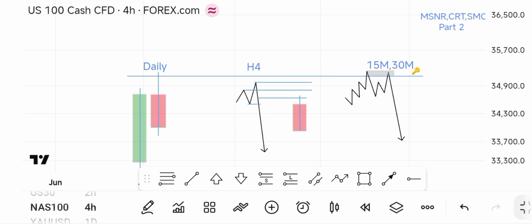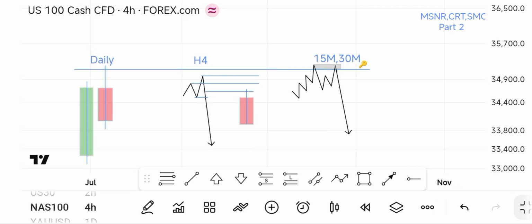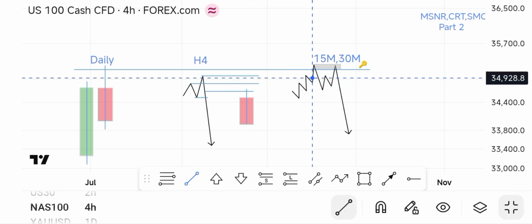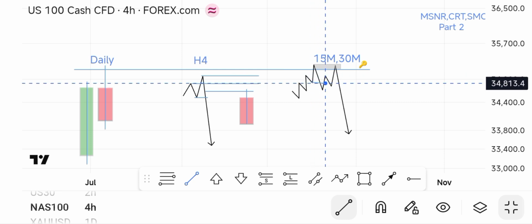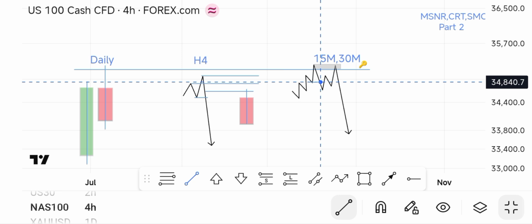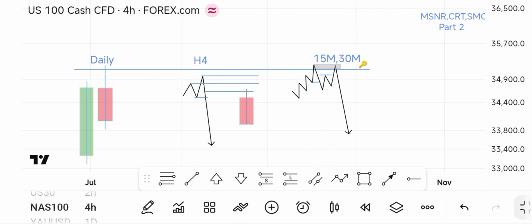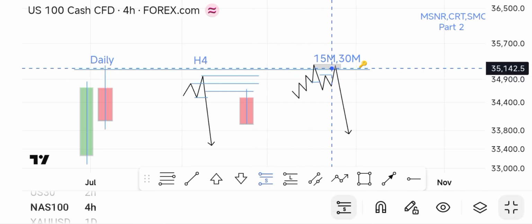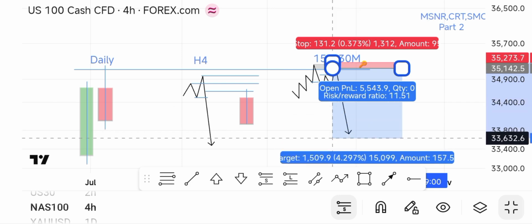When you get this rejection from H4, you want to quickly go to 15 minutes for your entry, right? In 15 minutes, you'll be seeing a series of highs and lows: higher high, higher low, lower high. When it breaks this higher low here, it gives us a market structure change of character, whatever you want to call it. So we have got it, and you now wait for your liquidity, right? And you're now bouncing.